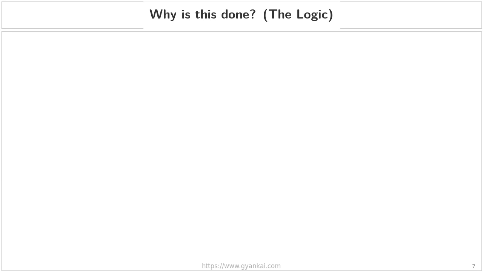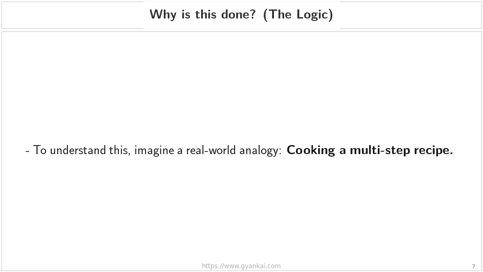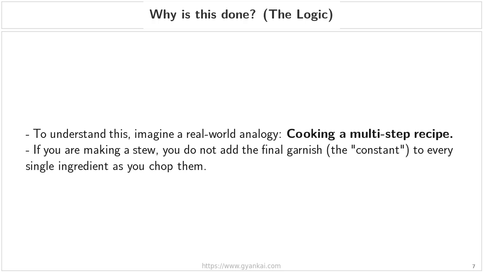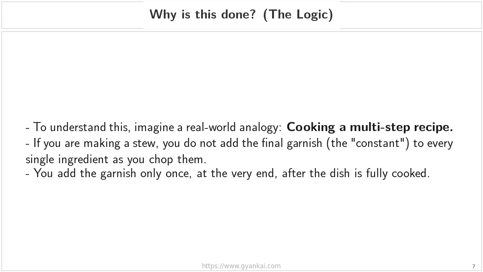Why is this done? The logic. Now, to really understand why we handle C the way we do, let's think about a real-world analogy. Imagine you're cooking a multi-step recipe, let's say a stew. You don't add the final garnish, think of that as our constant, to every single ingredient as you chop them, right? You wouldn't sprinkle parsley on each carrot and potato individually. You add the garnish only once, at the very end, after the entire dish is fully cooked and assembled.